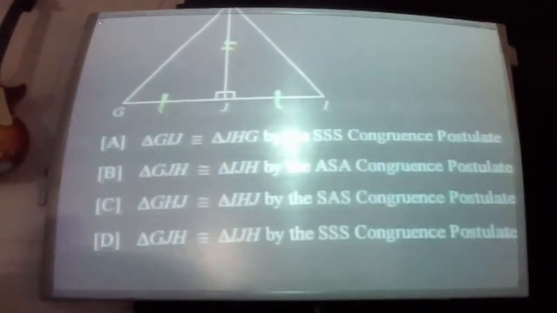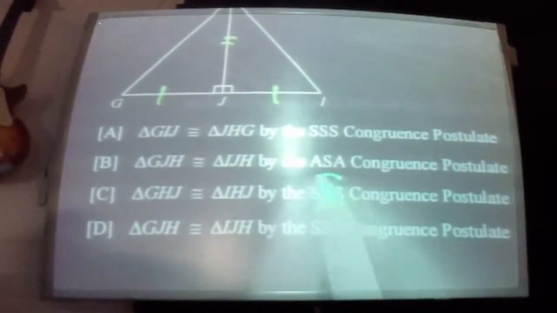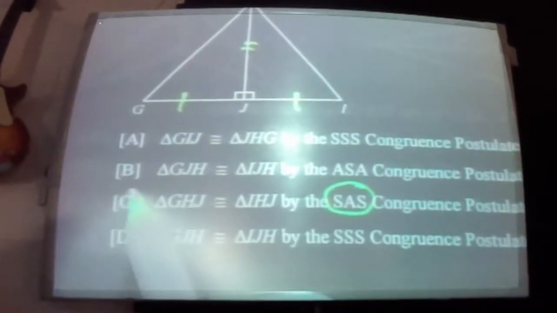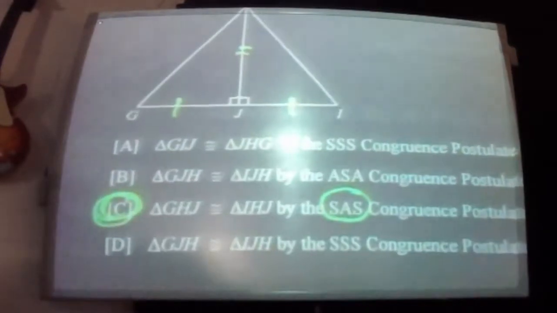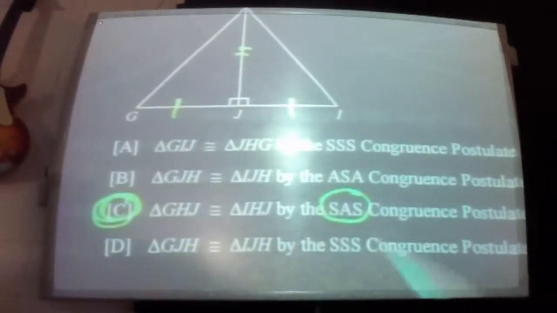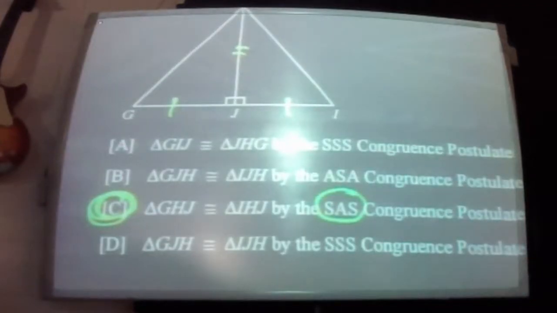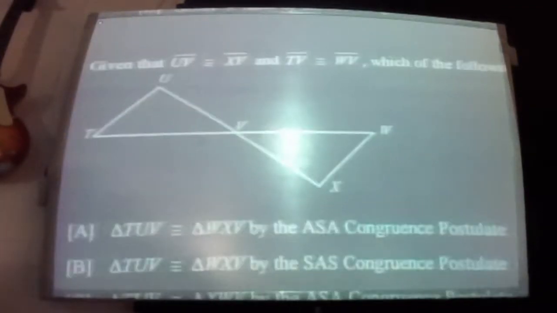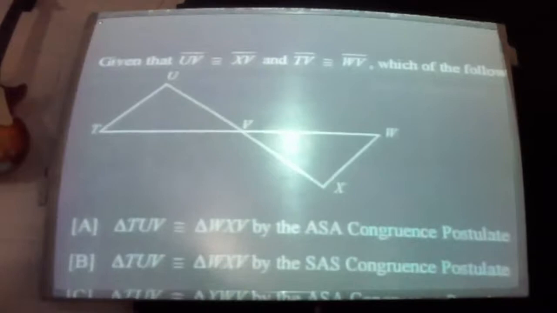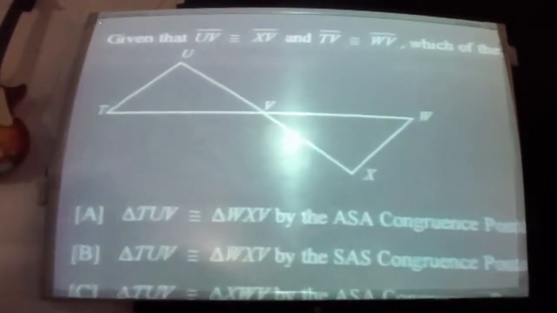Okay, let's look at our answers. We only have one that says SAS, right? So it's got to be that one. Side, angle, side. Two sides with the angle between them. Okay, let's come down to this one. Again, no markings in the picture at all.